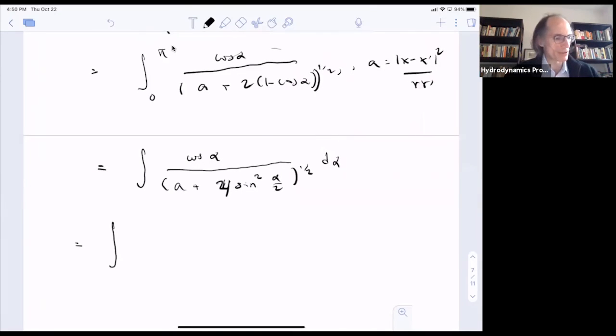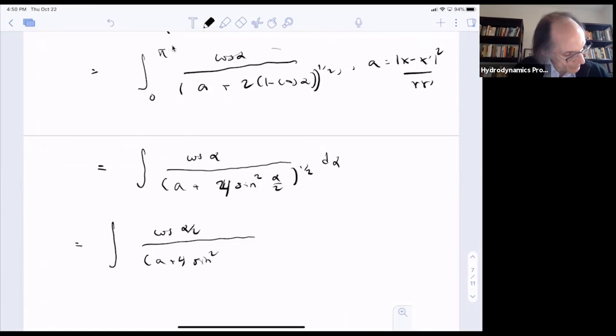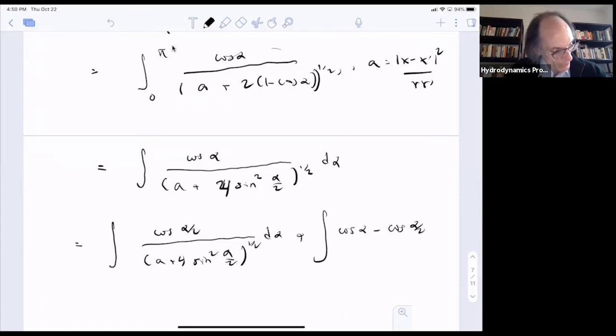I would be happy if the numerator were cosine of alpha over 2, because then I could do a substitution. I could say, t is sine of alpha over 2, etc. And so let's just do that. And then I'll have a piece that looks like cos alpha minus cosine alpha over 2 divided by the same quantity.